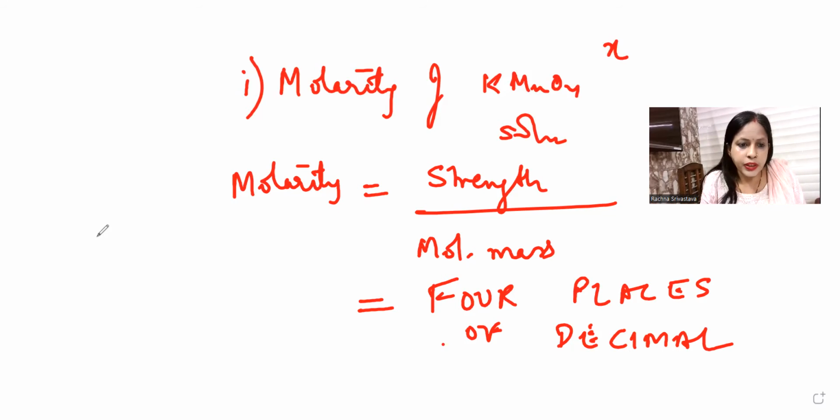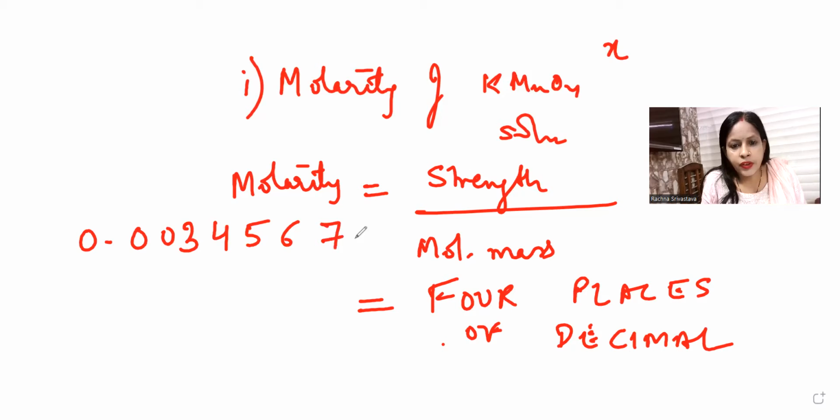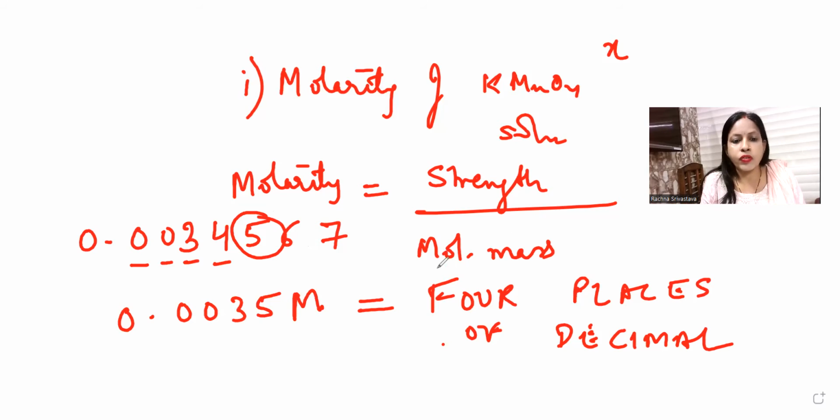Now, suppose my answer is coming 0.0034567. So 4 places of decimal means 1, 2, 3, 4. I will see the value which is there on the 5th place. Now, if the 5th place value is less than 5, we will ignore. But if it is 5 or more than 5, the answer will become 0.0035 and capital M you have to write.